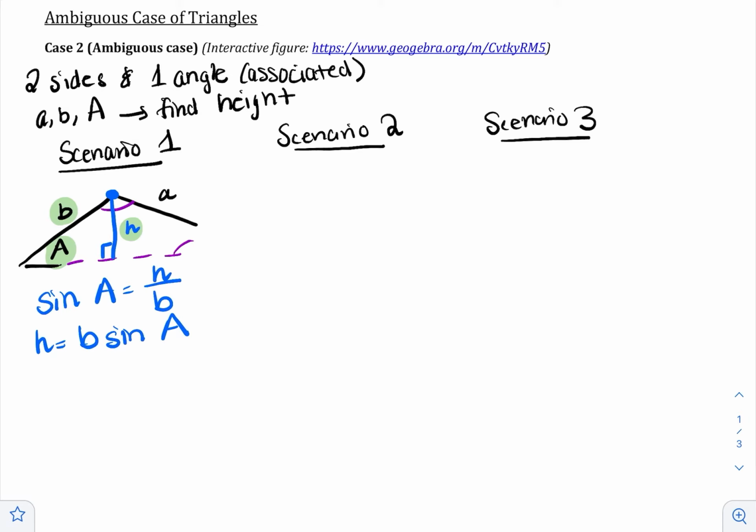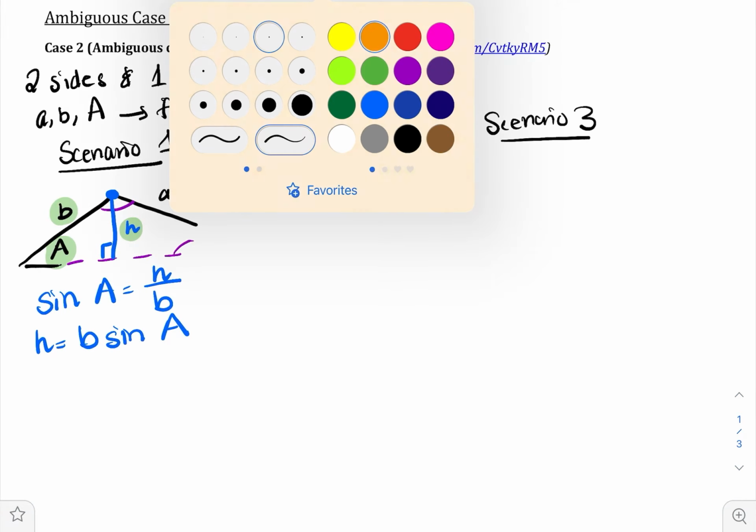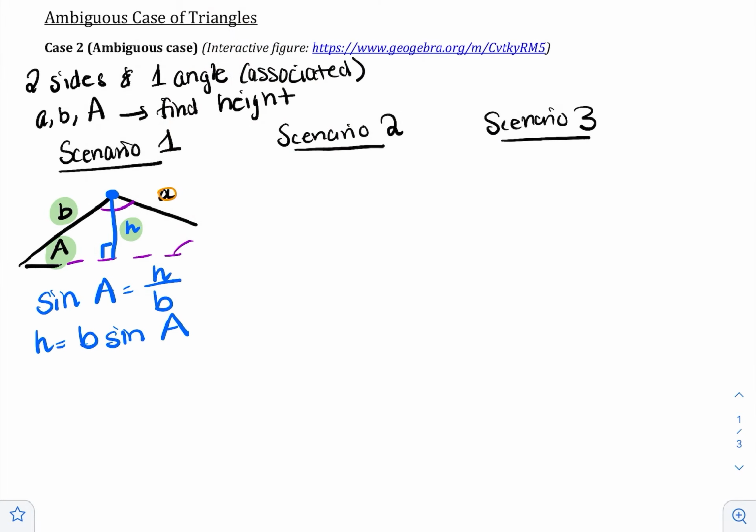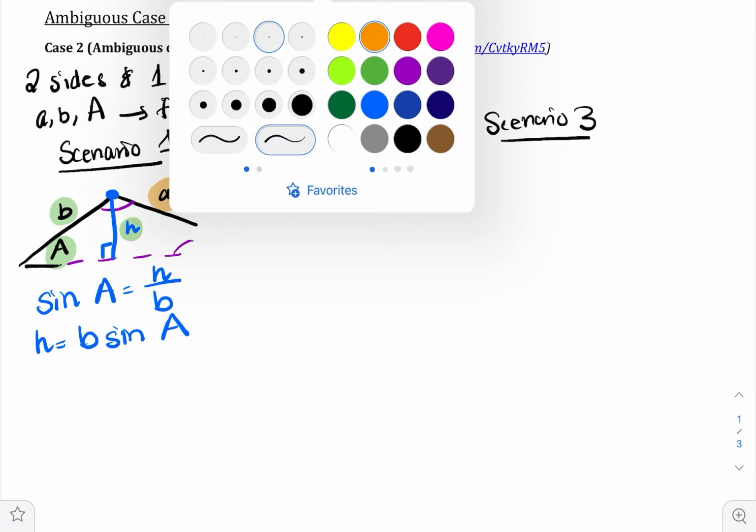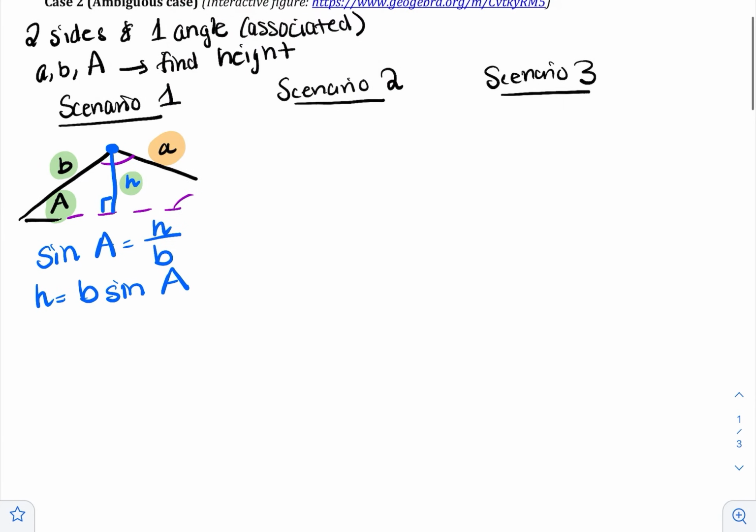Now I take a look at the side I did not use, which was side A, and this is when you start comparing. If A is less than the height, then you have 0 triangles. I'm missing an L. Here we go.